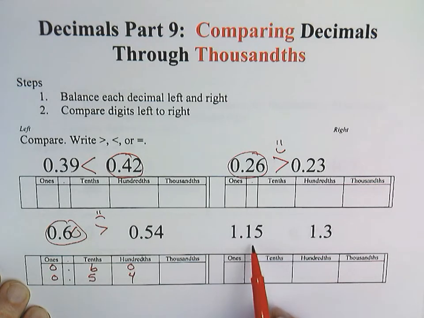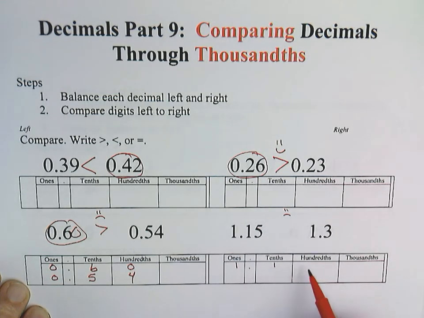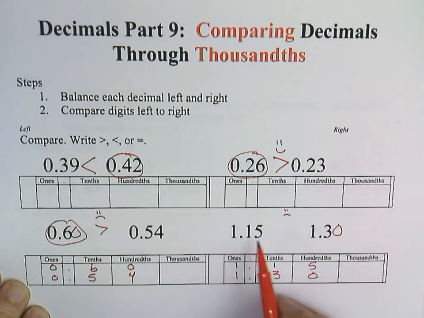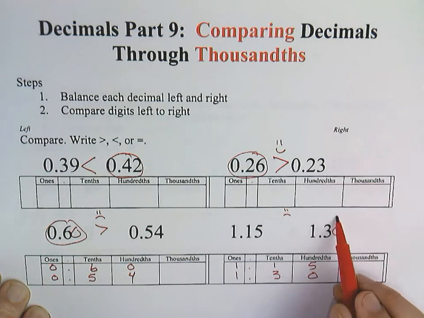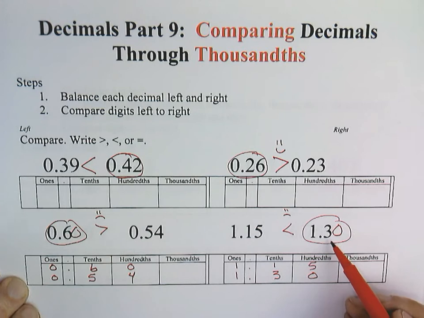Here's a mixed number, 1 and 15 hundredths compared to 1 and 3 tenths. Are we balanced? No. If we were to show this, it would be 1 and 15 hundredths compared to 1 and 3 tenths. So our job is to balance, right? We would just simply add a 0. And now we can see that the 1 to 1 is the same, but the 1 in the tenths is not the same as the 3. The 3 is actually greater. And this would read as 1 and 15 hundredths is less than 1 and 3 tenths. Remember, we read the original problem first.